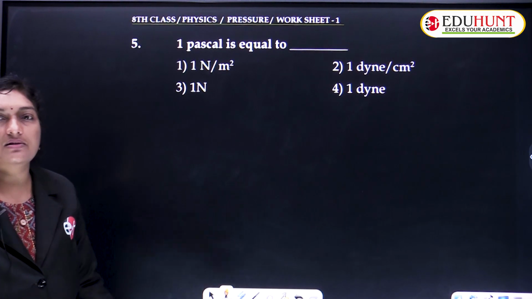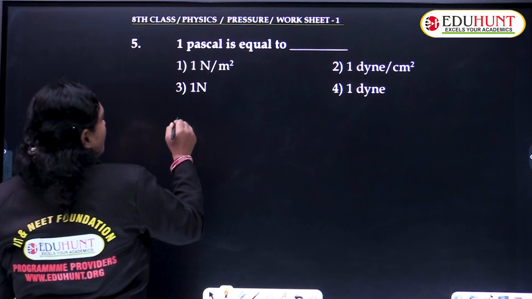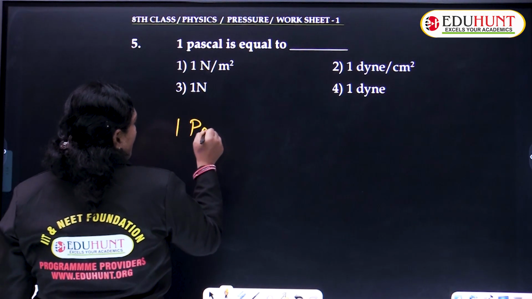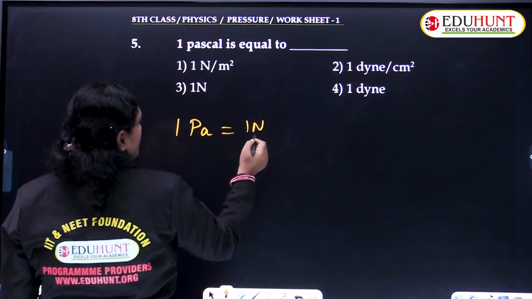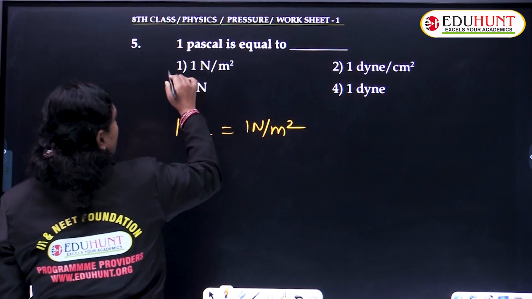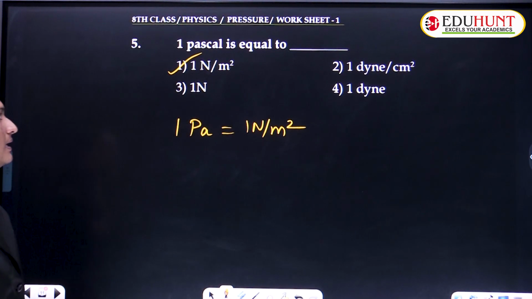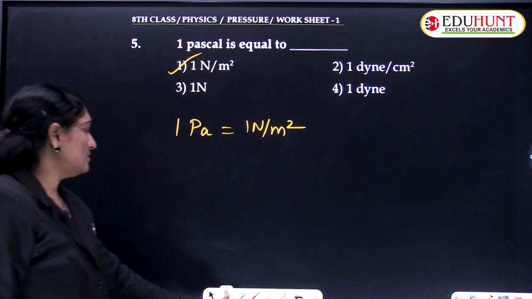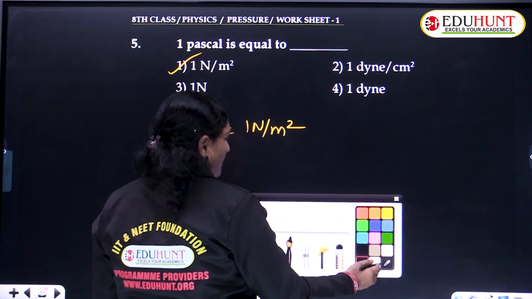Now let us have a look at the fifth question, children. 1 Pascal is equal to... just now we defined the value of 1 Pascal. How much is it, children? 1 Pascal is equal to 1 Newton per meter square. So the correct option must be the first option, that is 1 Newton per meter square.